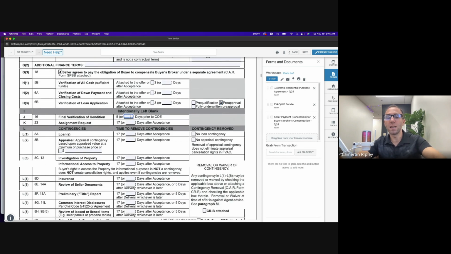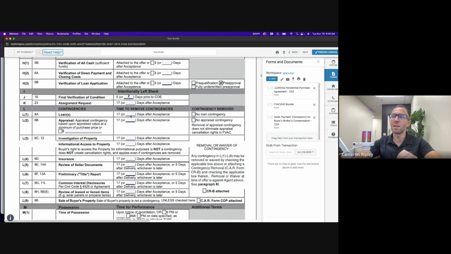Final verification. I like to change this to 2 days prior to close of escrow. So the final walkthrough, just because if someone's moving out, I want to make sure the home is in the same condition, as in they didn't bump it, whatever. So I don't want to go 5 days. I want to go 2 days before we close. My personal opinion, totally up to you.